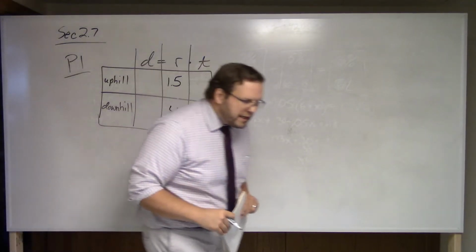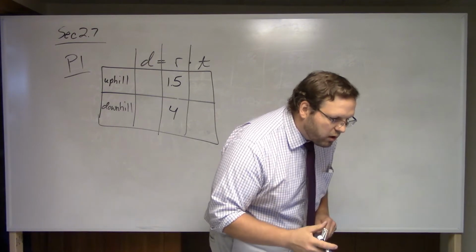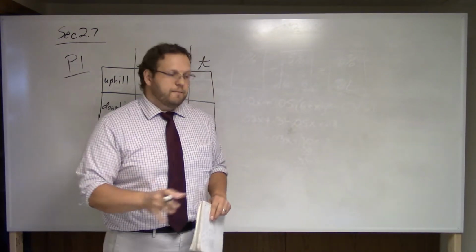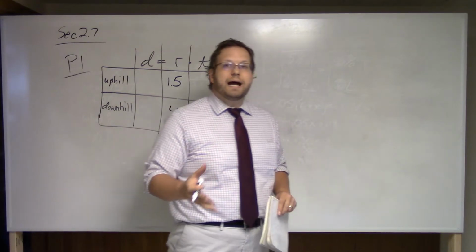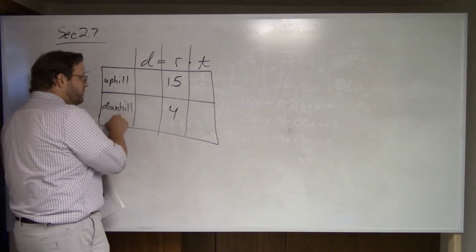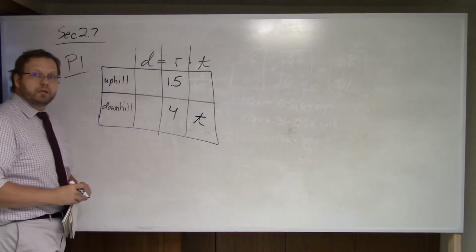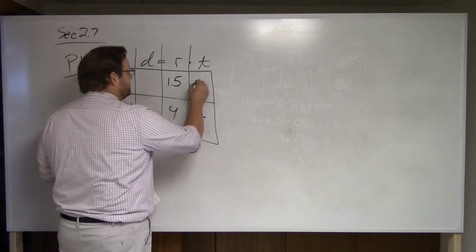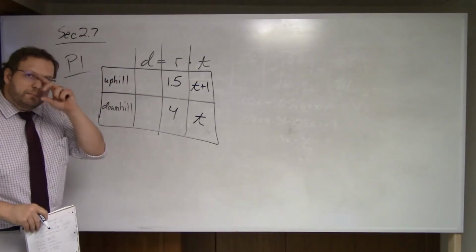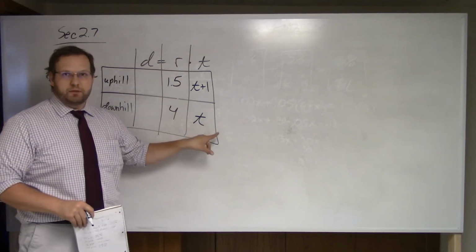Then we read on. It says, if the time to climb the mountain took an hour more than the time to hike down. That's the description part. The time to hike the mountain took an hour more than to hike down. So, downhill, I have no idea how long that took. But to go uphill, it took 1 more hour. That's what I meant by they gave you something, they described something.